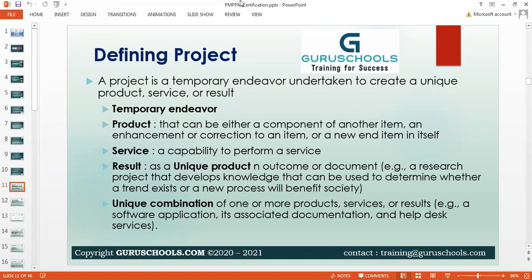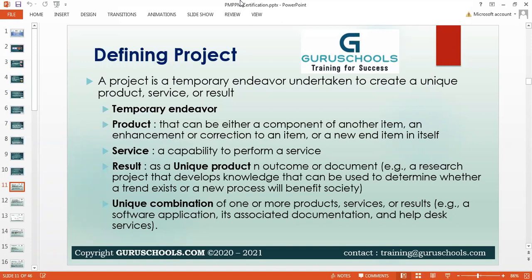I can generate a product, I can generate a service, I can generate documentation or a result. So achieving my PMI certification is a project. If I say I have to do PMI before March 2021, that's a project. If I say I have to do a PMI, that's a wish. So how does a wish differ from a project? Whenever you assign a time to it, whenever you assign a schedule to it.